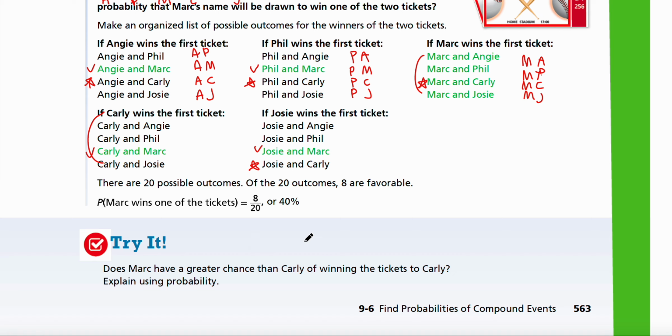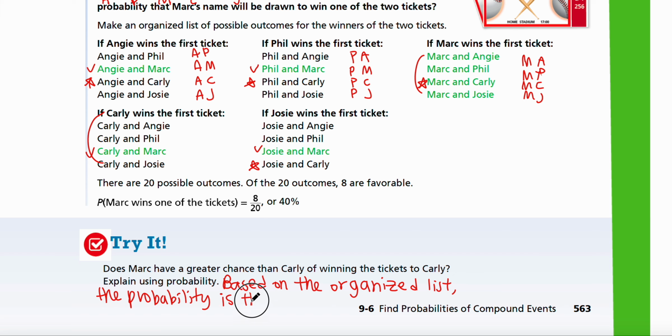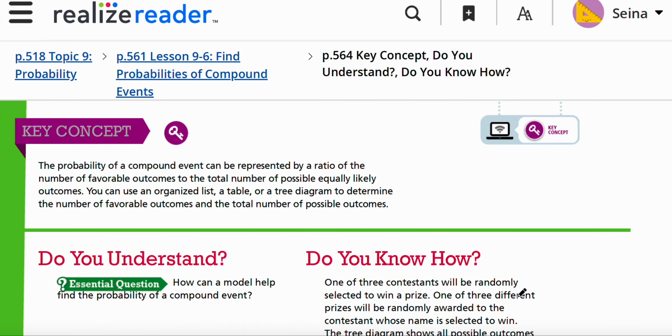So we can say, based on the organized list, the probability is the same for both, which is 8 out of 20 or 40%. Okay, so that's basically it.